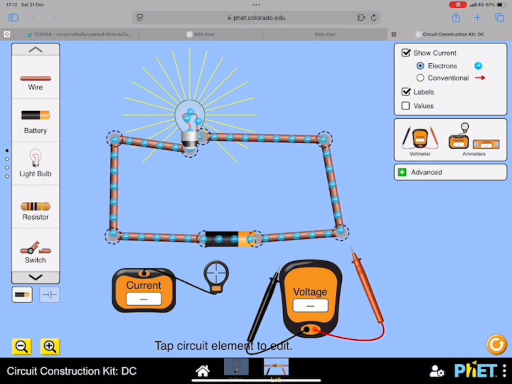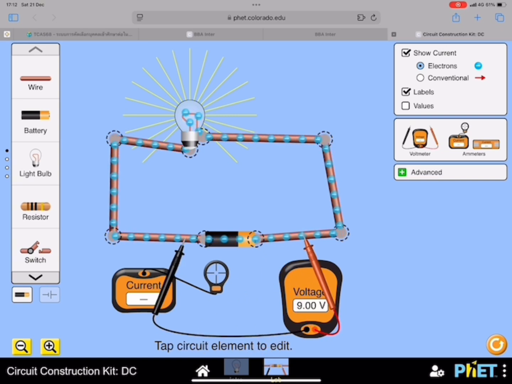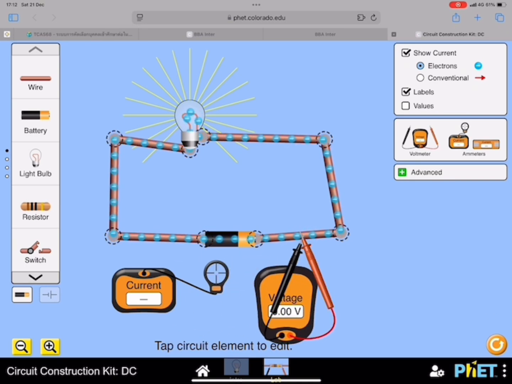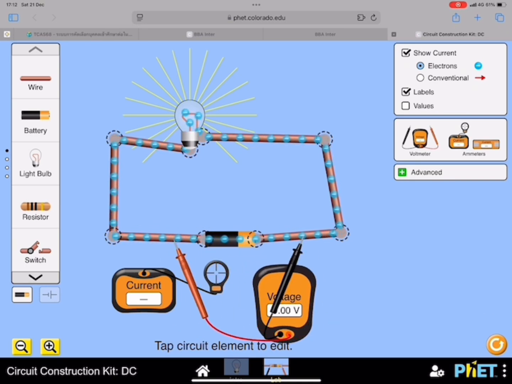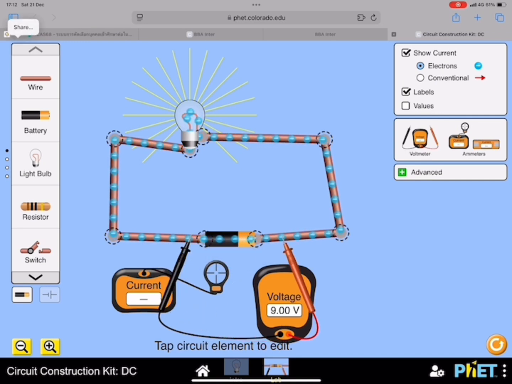If the red probe is connected to a point with a higher potential than the black probe, like this, if the red probe is connected to a point with a lower potential like this, it will show a negative number. But if the red probe is connected to the higher potential, it will show a positive number.